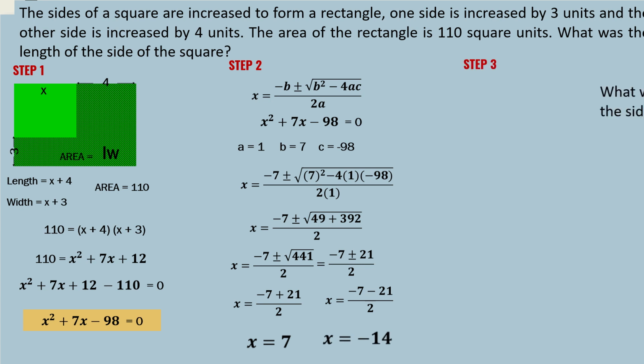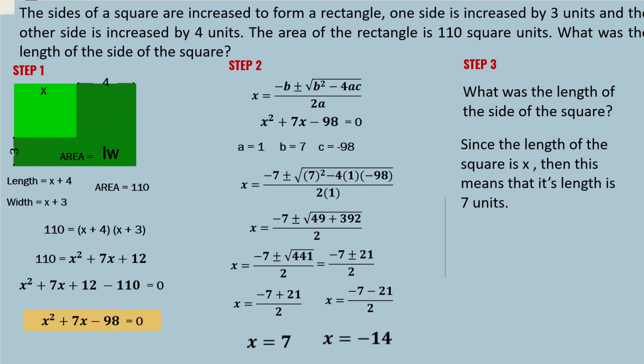Step 3. What was the length of the side of the square? Since the length of the side of the square is x, then it means that its length is 7 units. Again, there's no such thing as a negative number in the length.